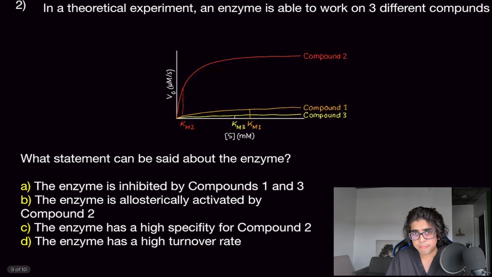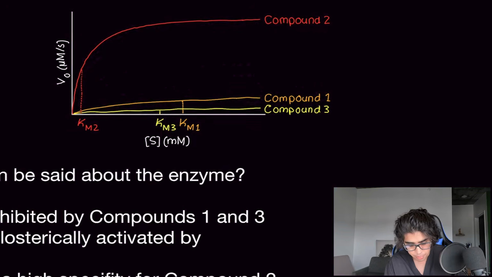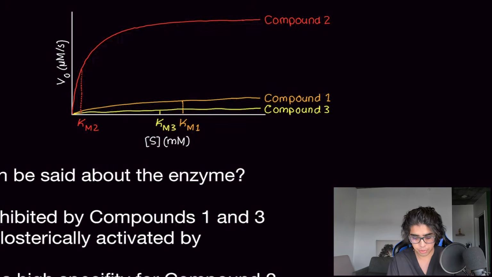Let's start with D. D is not correct because turnover rate has nothing to do with Michaelis-Menten. It's a completely separate entity. So that's immediately wrong. A. The enzyme is inhibited by compounds 1 and 3. Okay, so compounds 1 and 3 are substrates. And we know these are substrates because the bottom x-axis is showing substrate concentration. So these are automatically substrates.